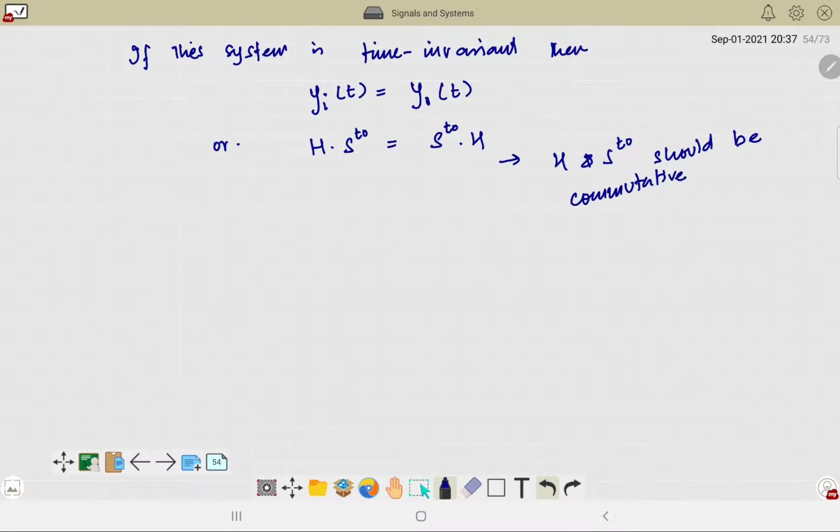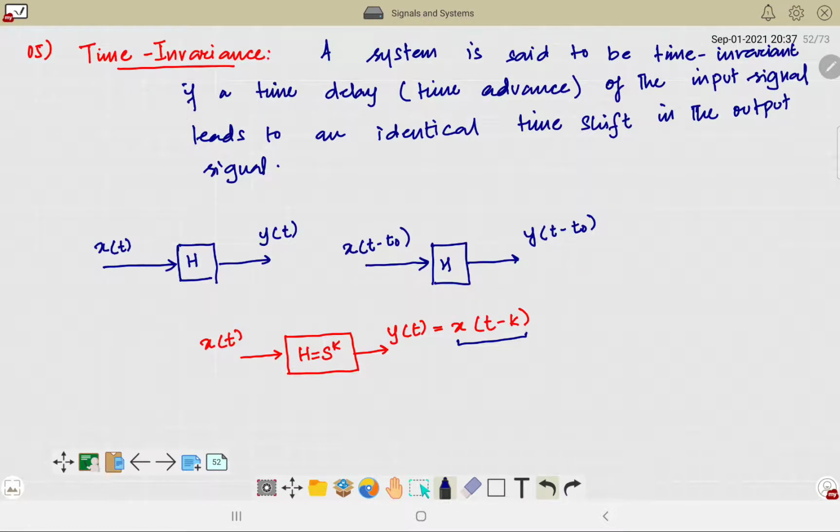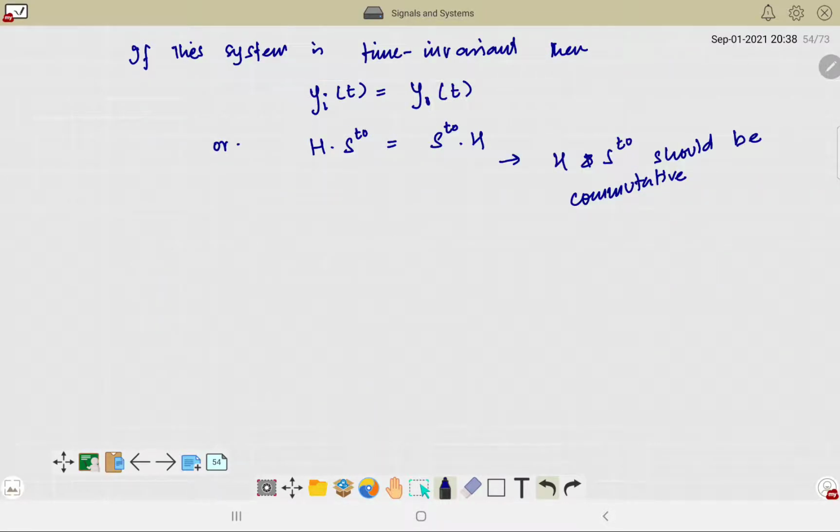It does not matter whether you first provide the shifting operation or first do the actual transformation. So we say the system is time invariant. Right? So this was a bit of an analysis. We try to look at the same thing through a different angle, in terms of this shifting operator and a normal transformation that the system is doing on the input, right?